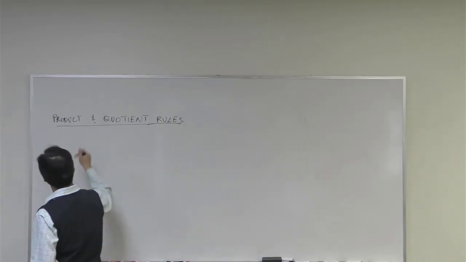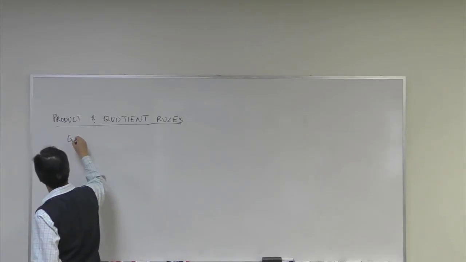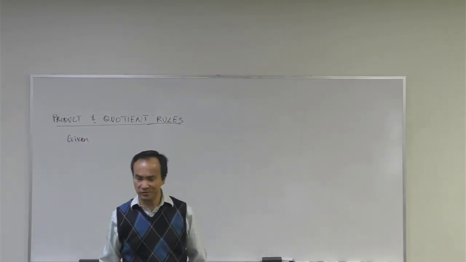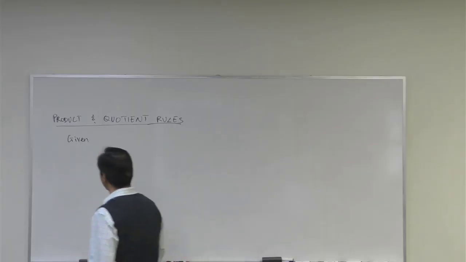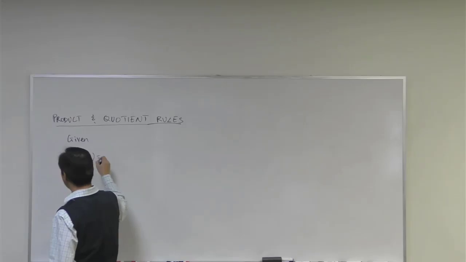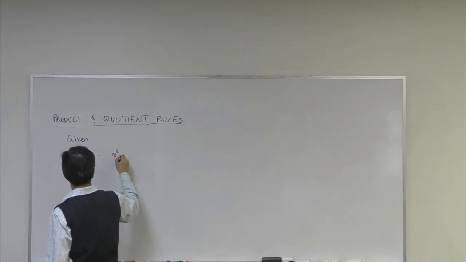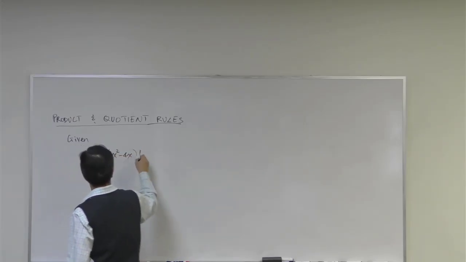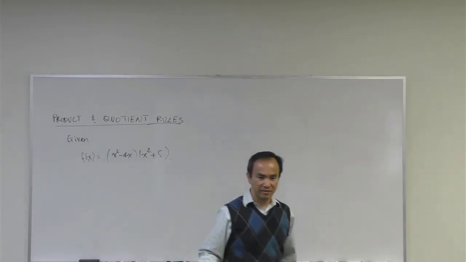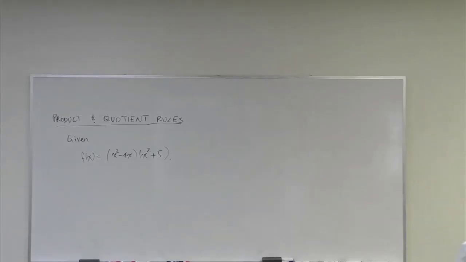So let me bring up a problem like this. It's only a demonstration problem to lead into the idea, to see how it's important to come up with the product rule and quotient rule. But let's say you have a function f of x equals x squared minus 4x, times x squared plus 5. So there's your function.